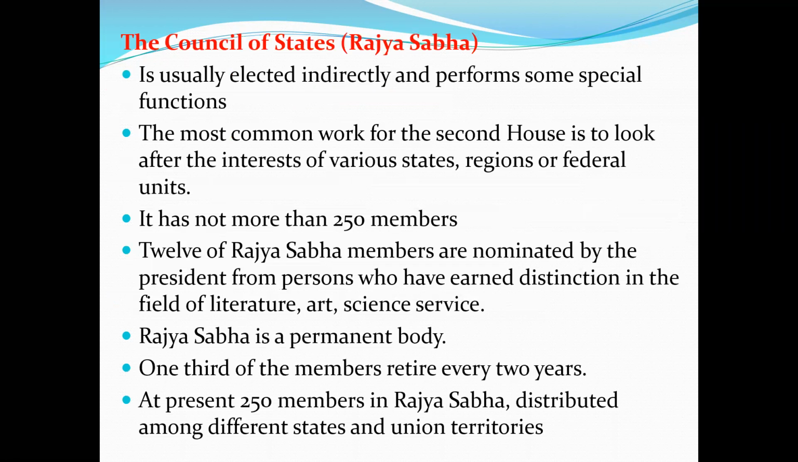The second house is the Council of State, Rajya Sabha. It is usually elected indirectly and performs some special functions. The most common work of the second house is to look after the interests of various states, regions or federal units, because members of Rajya Sabha are elected by state assembly representatives. Our MLAs in different states elect the members of Rajya Sabha. So Rajya Sabha represents different states.